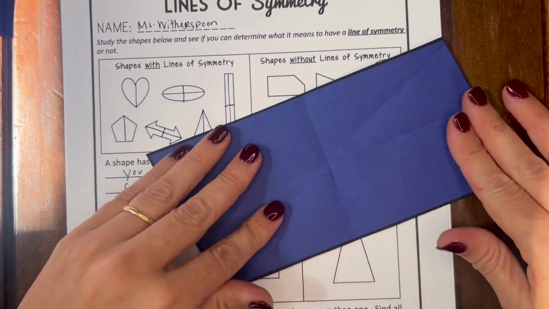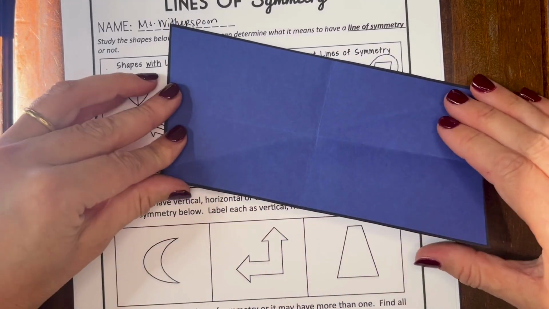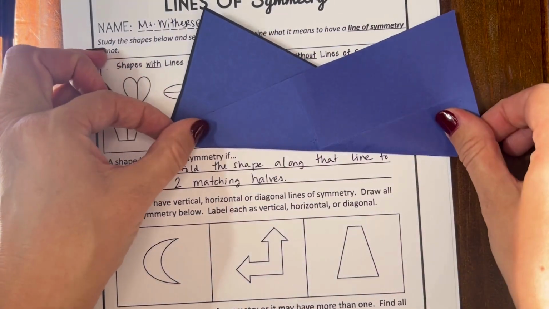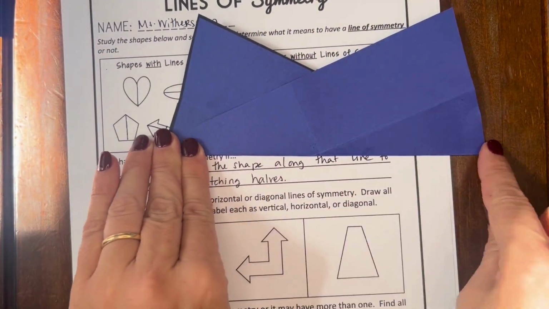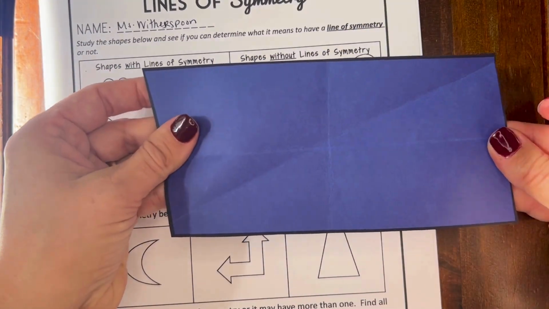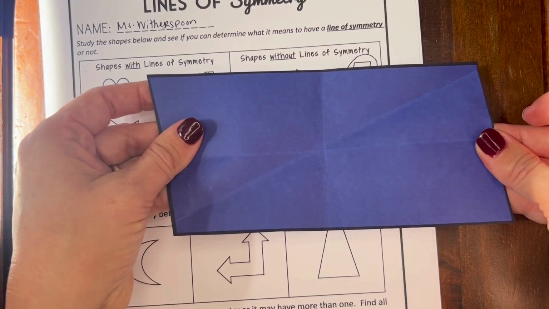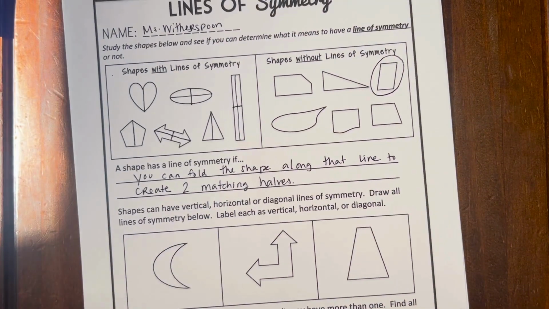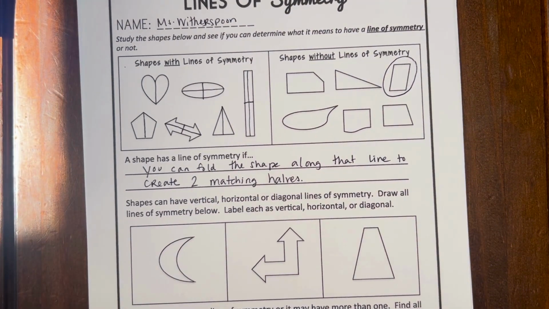Now, surely if I go diagonally, that has to work, right? Maybe it has a vertical line of symmetry, a diagonal line of symmetry, I mean. But no, you can see that they don't line up that way either. So just remember, beware of the parallelogram. The parallelogram does not have any lines of symmetry.